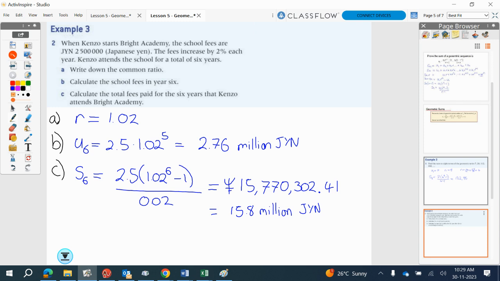Now, I've done it to 2 decimal places because it's currency, and I've done it to 3 significant figures. Depending what you're using this information for, you could choose either of these 2. So which of those 2 would I choose to use if I was giving Kenza's parents the bill?